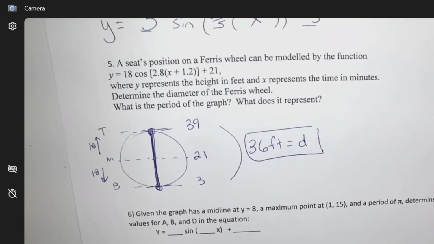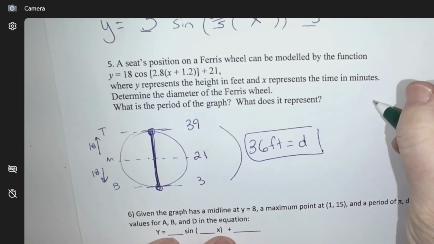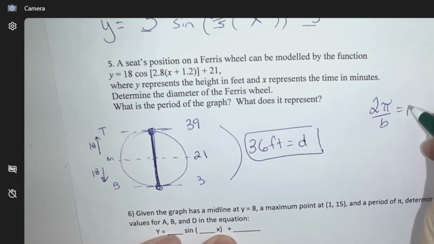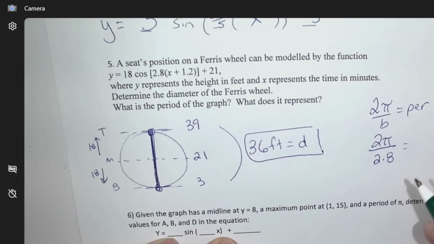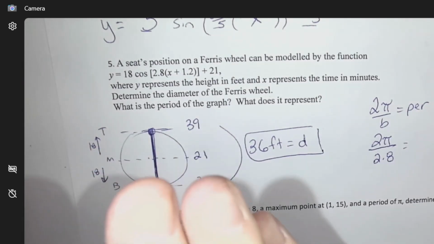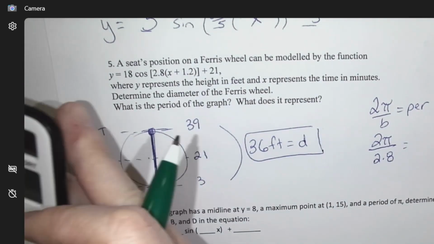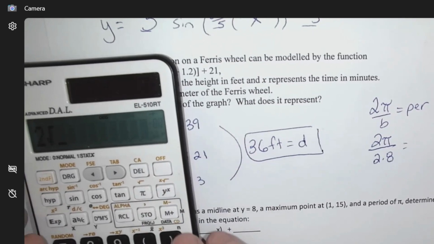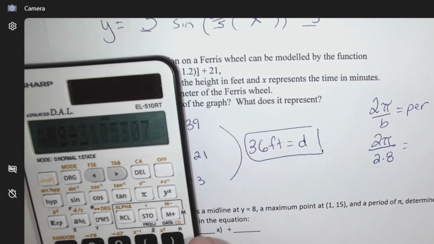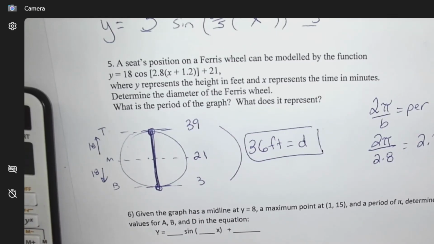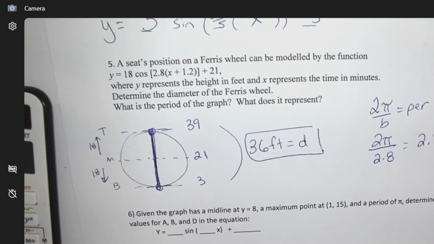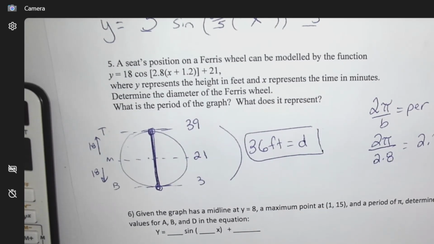What is the period of this graph? So what do you do with period again? What's that little formula I said to memorize? 2 pi over b equals period. So 2 pi divided by 2.8. Okay, now I'm actually going to touch my calculator today. 2 pi divided by 2.8 is 2.244. That's the period of this graph, which means one cycle of the graph.